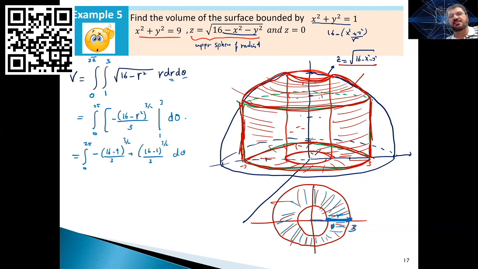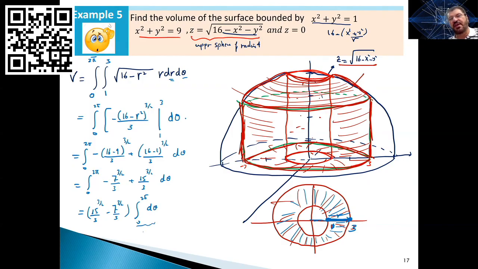16 minus 9 is 7. So this is equal to the integration from 0 to 2 pi of negative 7 to the 3/2 over 3 plus 15 to the 3/2 over 3 d theta. Take these two guys outside. So I'm going to start with 15 to the 3/2 over 3 minus 7 to the 3/2 over 3. All of this goes out. And I'm left with the integration from 0 to 2 pi of d theta.